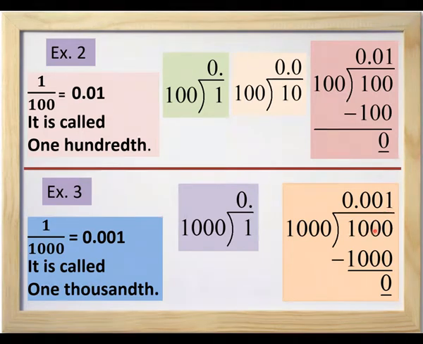Now 1000 divided by 1000 is equal to 1. So 1000 minus 1000 is equal to 0. That means the quotient of 1 by 1000 is 0.001. And 1 by 1000 is a decimal fraction and 0.001 is the decimal number. And it is called thousandth. Understood, children?